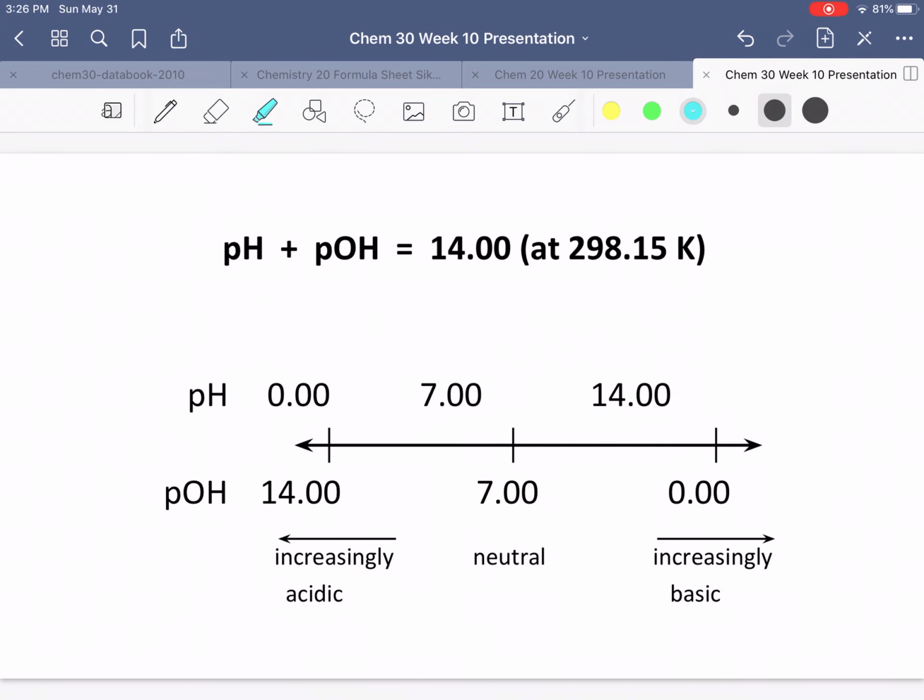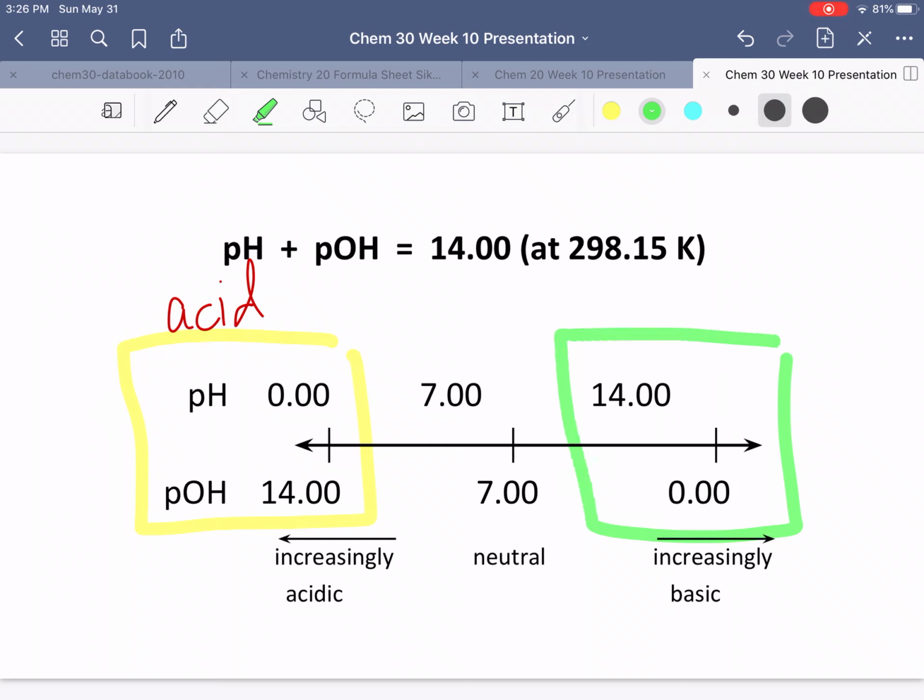Okay. Little reminder for you when it comes to the pH scale in terms of how these work. The lower the pH and the higher the pOH, the more acidic a substance is, right? These are inverse of each other. They're opposite. Vice versa, the higher the pH and the lower the pOH, the more basic a substance is, right? These work in opposites of each other.